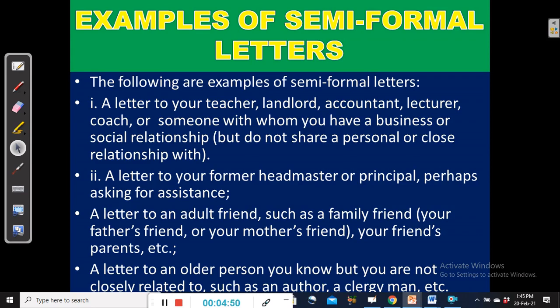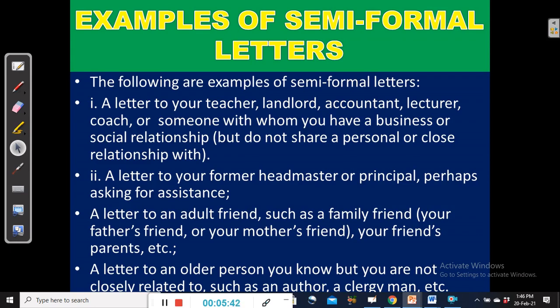For instance, someone asked me whether a letter to his uncle is a semi-formal letter. And I said that a letter to your uncle is essentially an informal letter. This is because an informal letter is a letter you write to someone with whom you share a personal relationship. And of course, your uncle is either your father's brother or your mother's brother, so you share a kind of biological relationship. Any letter you write to such a person is essentially an informal letter because you will be addressing him as dear uncle. So you have a personal relationship with him.